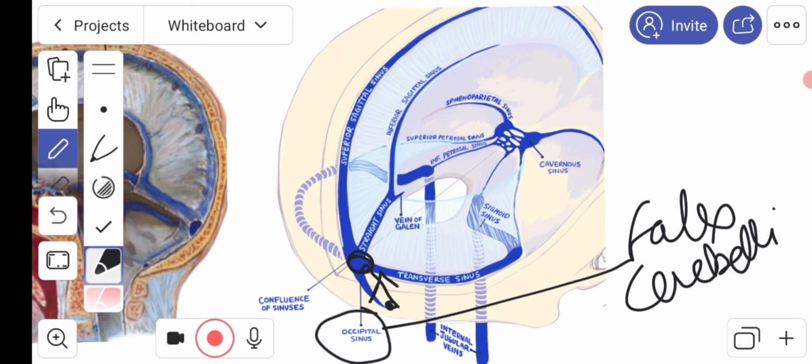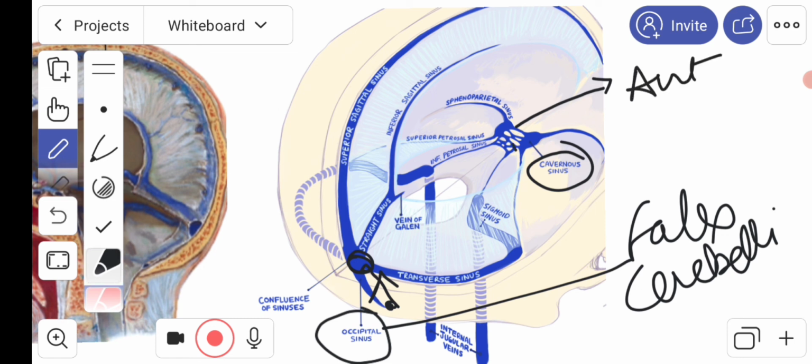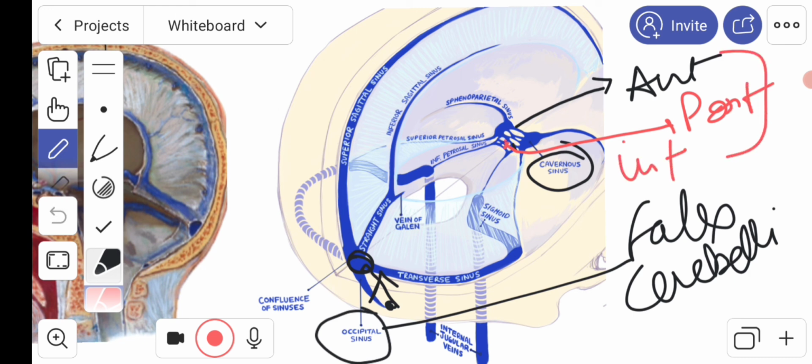Next, unpaired sinuses are the anterior and the posterior intercavernous sinuses. These connect the cavernous sinuses, which are paired sinuses. This is the anterior and this is the posterior, the anterior and posterior intercavernous sinus. These are also termed the circular sinus because they form a circle around the sella turcica.